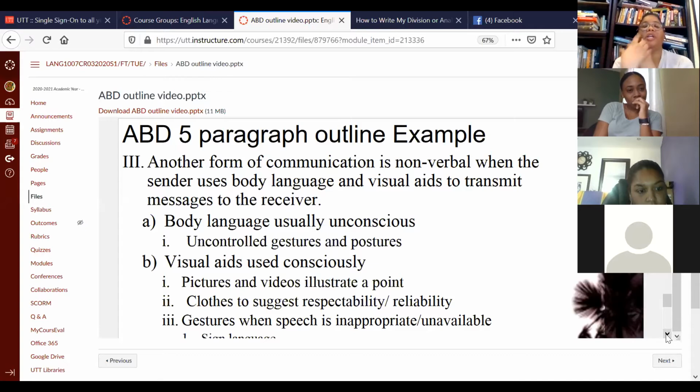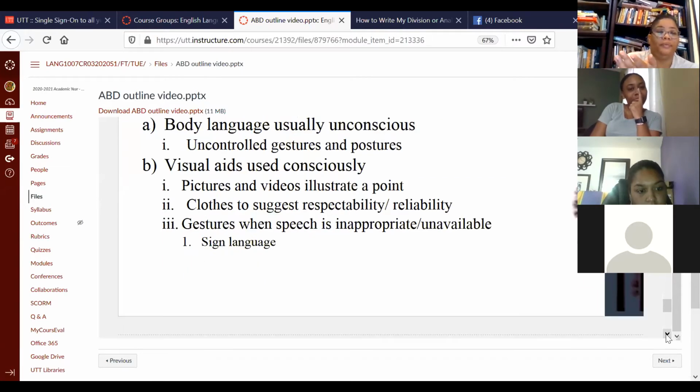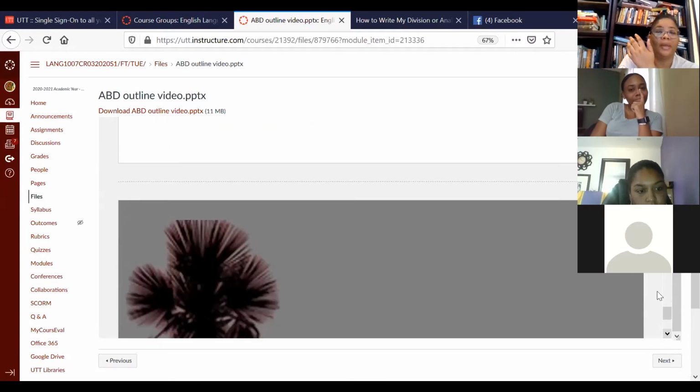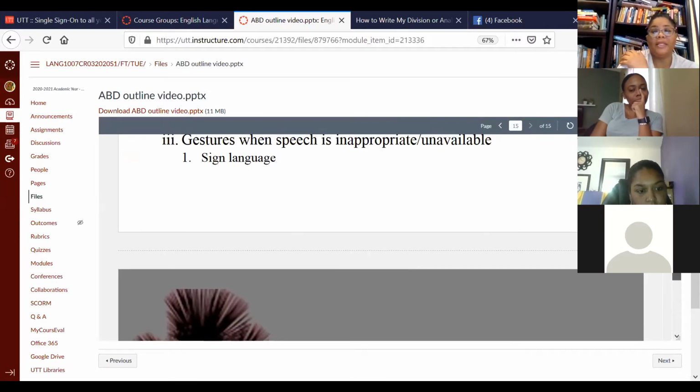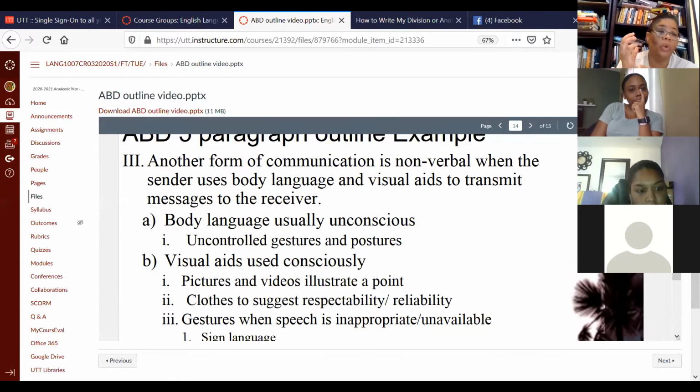And then my third division is nonverbal, when the sender uses body language and visual aids to transmit messages to the receiver, right? So we'll talk about body language, and it's usually unconscious, visual aids, and so on. And by explaining these three divisions, I then explain how communication as a whole works. What I mean by sender, message, and receiver in three different contexts.